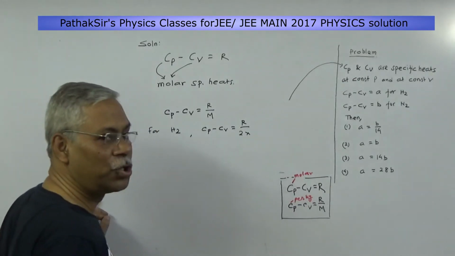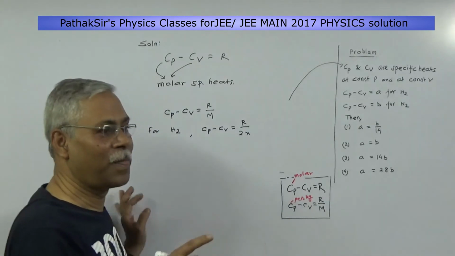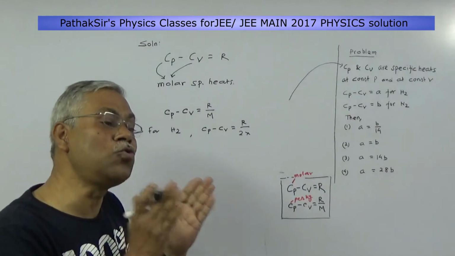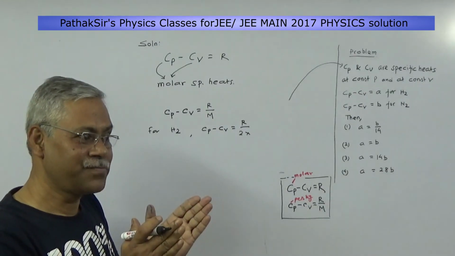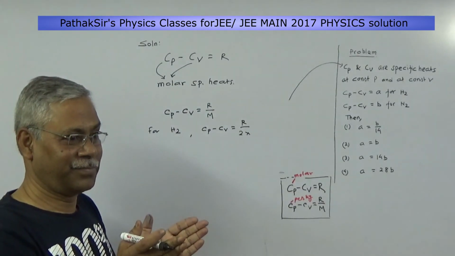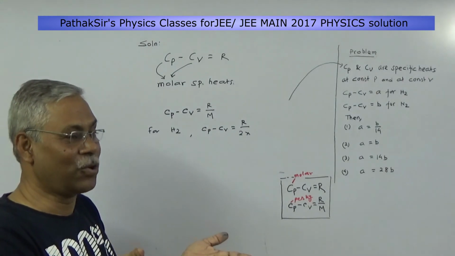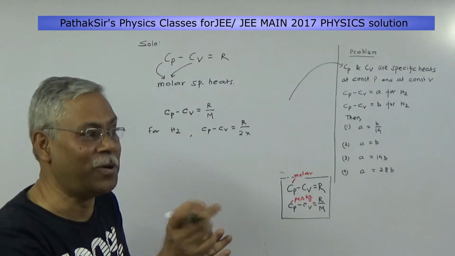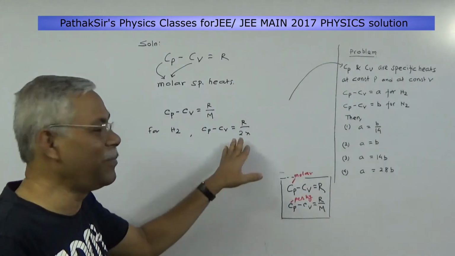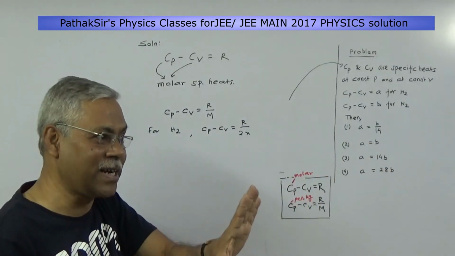What will you put? Do not write 2. What is the molecular weight of hydrogen? 2? 2 what? What is the unit? 2 AMU, 2 gram. This is very vital because I have seen many students committing this mistake. While they should put 2 into 10 to the power minus 3, they are writing 2 and getting the wrong answer. In this problem it will not matter because since you have to find the ratio, it will cancel. But you should know exactly what it is.